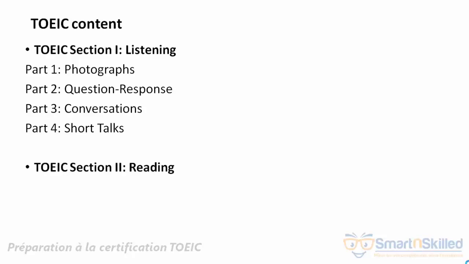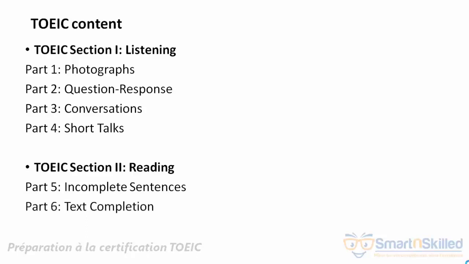Section 2, reading. Donc, on continue après la partie 4 du listening. On passe directement à la partie 5, qui est la première partie du reading. Incomplete sentences. Part 6, text completion. Un texte à compléter. And part 7, reading comprehension. Donc, il y aura des phrases à compléter, des textes à compléter et des textes avec des questions de compréhension. En général, plusieurs textes. Bien sûr, vous allez voir tout ça en détail dans les autres leçons.